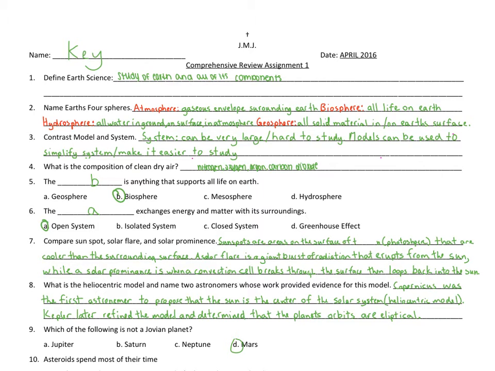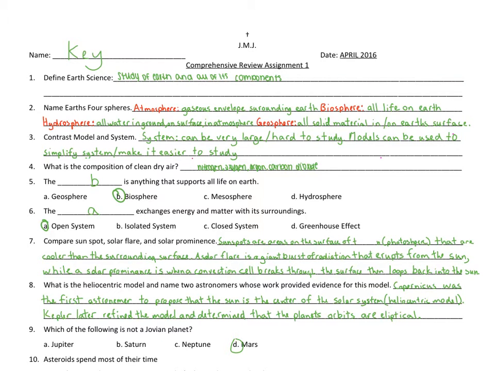Review Assignment 1. Let's begin. Define Earth science. Earth science, as you guys hopefully have picked up, is the study of the Earth and all of its components. So that incorporates fields of study like geology, biology, environmental science, oceanography, and even astronomy.